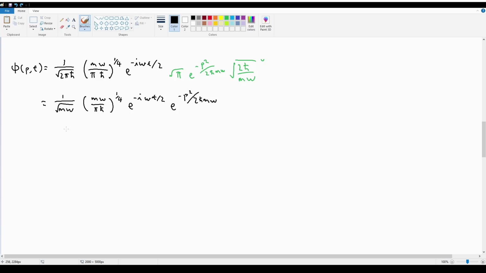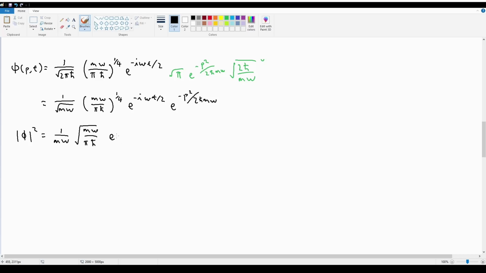So remember, from the statistical interpretation, if we want to find the probability of something, what we care about is not the wave function, but the magnitude squared of the wave function. So what we want is the magnitude of phi, squared. If we take the magnitude squared, instantly our complex exponential disappears. This becomes 1 over m omega. This becomes the square root instead of a quarter root of m omega over pi h bar.